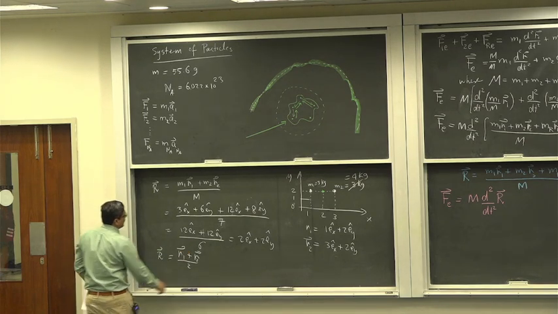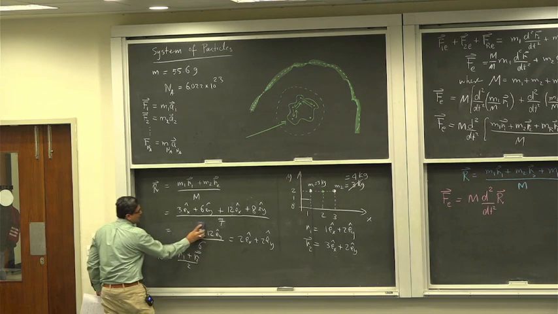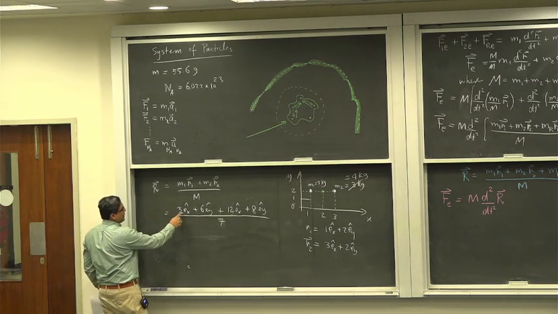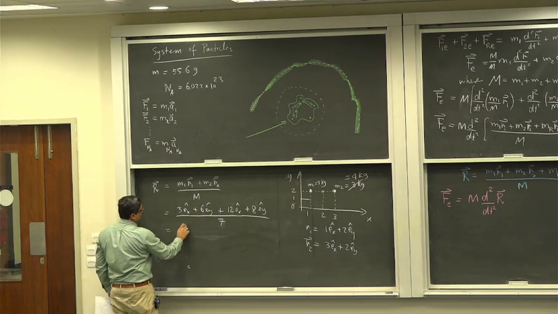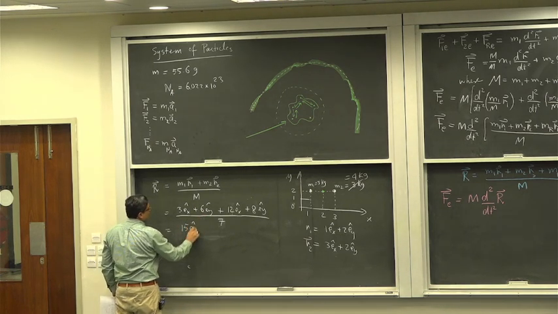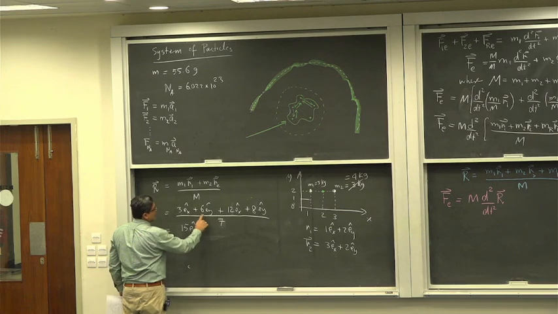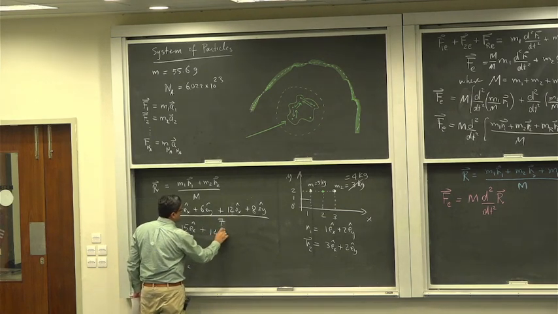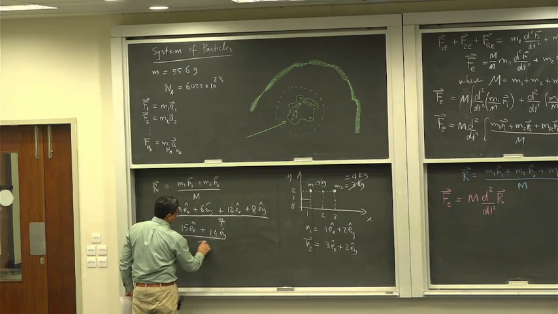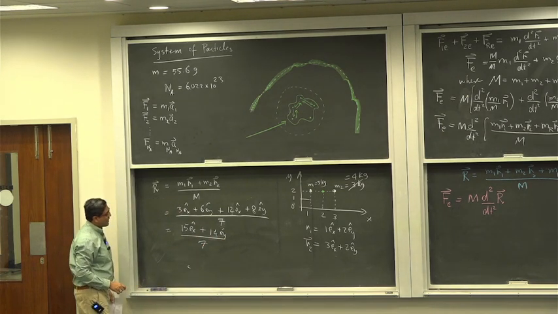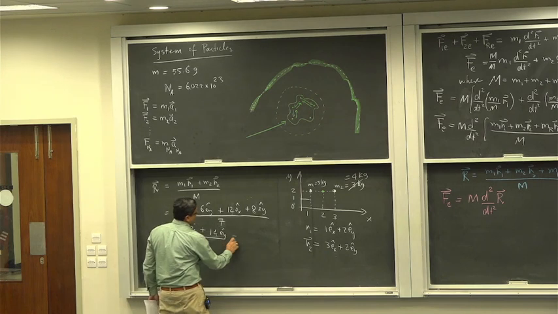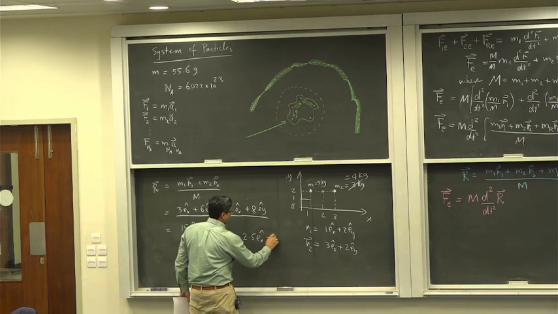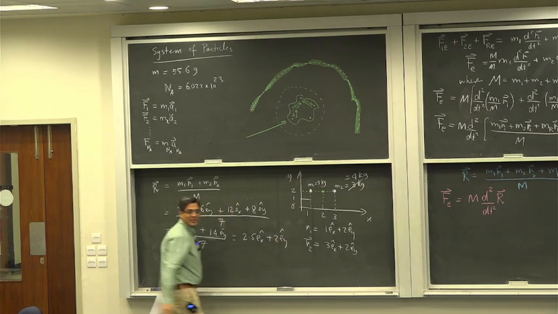So now you sum everything together, and 3ex plus 12ex becomes 15ex, plus 6 and 8, 14, divided by 7. This becomes 2.5ex plus 2ey.